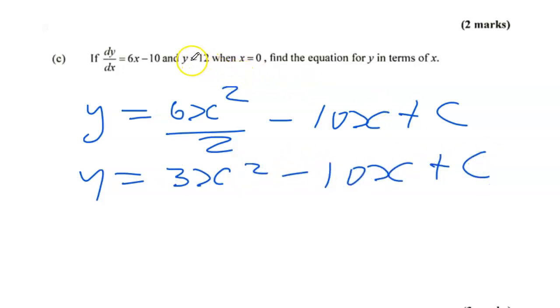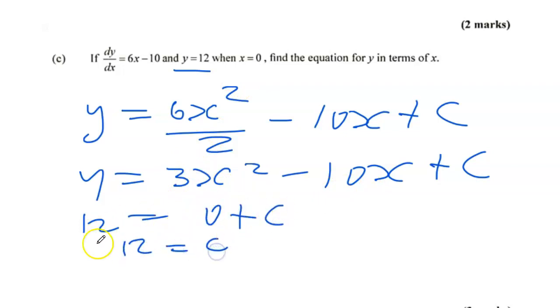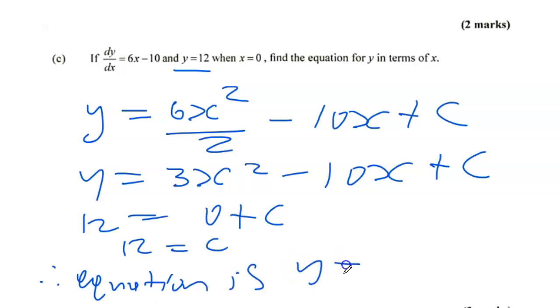And we are told that y is 12 when x is 0. So if x is 0, all of this is 0, so it's 0 plus c. So c is 12. Therefore, the equation for y is y equal 3x squared minus 10x plus 12.